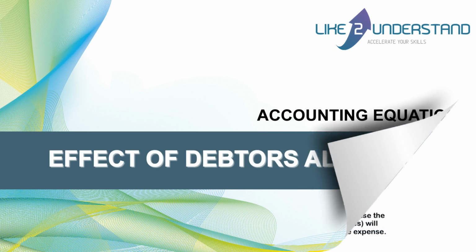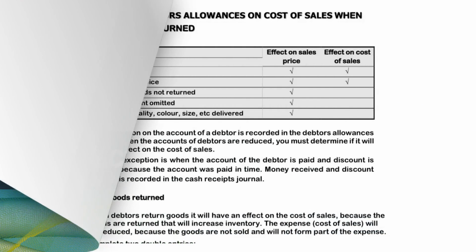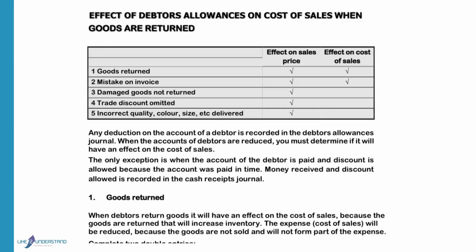Good morning. We will pay attention to the effect of debtors' allowances on sales when goods are returned to the business. Every time when an allowance is given to a debtor, you must determine if it will have an effect on the cost price or not. Any deduction on the account of a debtor is always recorded in the Debtors Allowances journal.